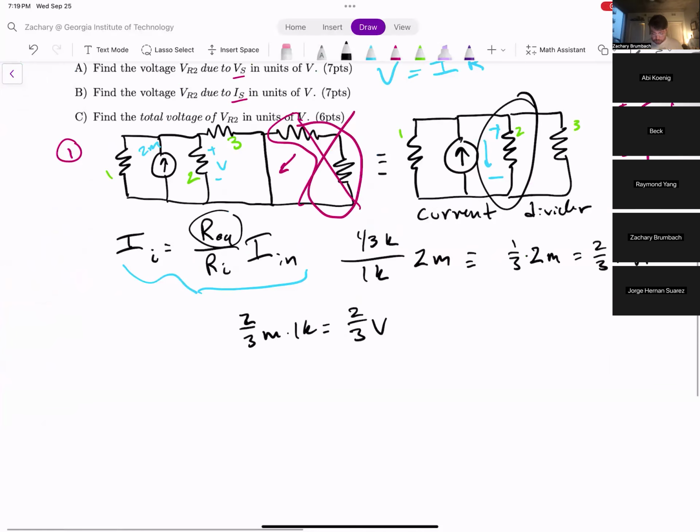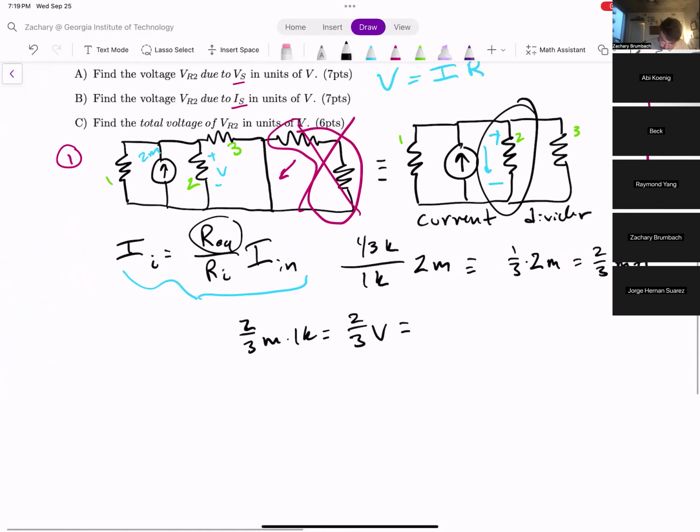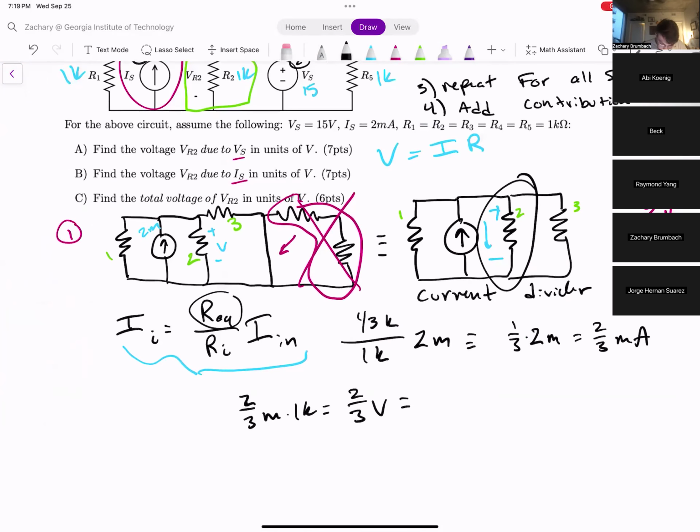So now we have our voltage contribution from the second part. So this is equal to, we'll call it VR2I. Okay, so far so good. Any other questions about where we're at right now?